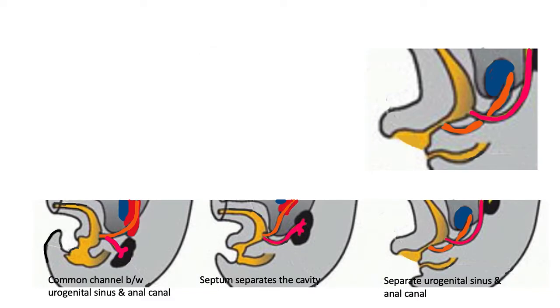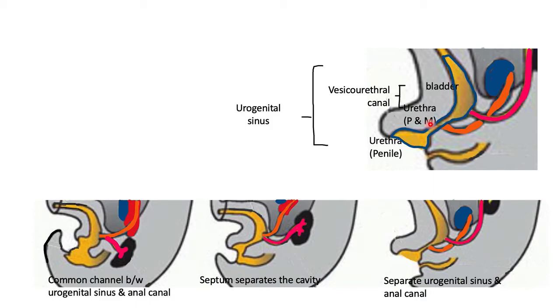So just a recap. Yellow structure anterior: this one is the urogenital sinus. Posteriorly, anal canal. The urogenital sinus becomes the bladder and portions of the urethra. And this portion of the urogenital sinus, which becomes the bladder and the urethra, is called the vesico-urethral canal.